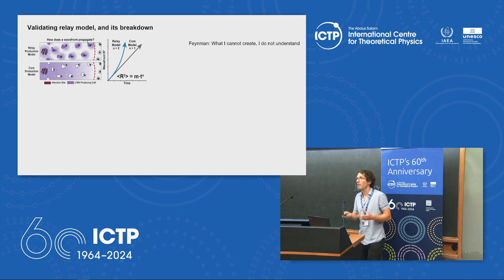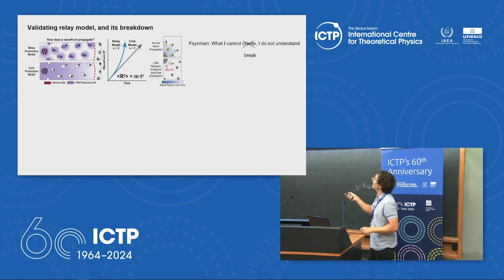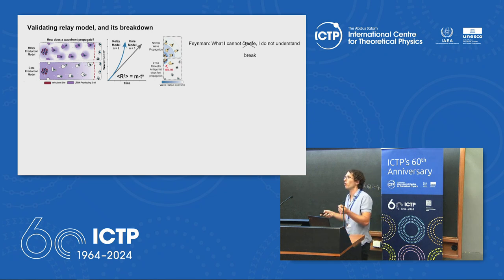And next, we wanted to see, is this really a relay? Does it behave like we predict? And Feynman has a famous quote, what I cannot create, I do not understand. And we're going to flip this: what I cannot break, I do not understand. So you all know that for diffusion, R squared scales as time. And so if we break the relay, we expect that the distance squared, where distance is the distance traveled by the wavefront, should, instead of a T squared dependence, which is what we expect for a relay, become linear in T if we break the relay. How do we break the relay? We add an antagonist. We basically block the LTB4 receptors.